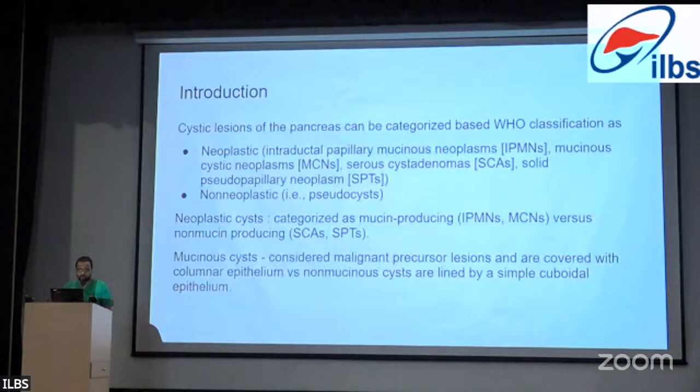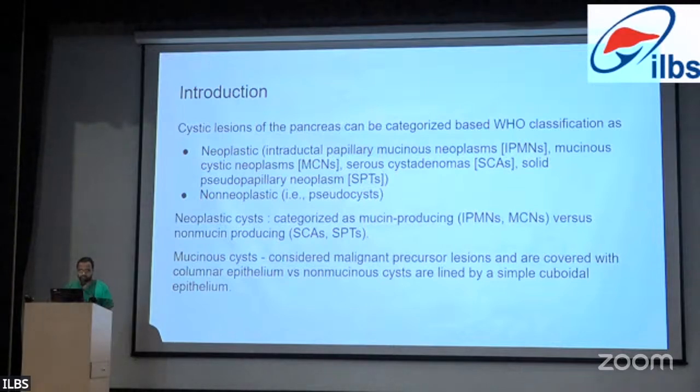Cystic neoplasms can be classified as neoplastic and non-neoplastic. Neoplastic are further subclassified into IPMNs, mucinous cystic neoplasms, serous cystadenomas, and solid pseudopapillary neoplasms, and non-neoplastic majorly being pancreatic pseudocysts. Neoplastic cysts can also be categorized as either mucin producing, like IPMNs or mucinous cystic neoplasms, and non-mucin producing, like serous cystadenomas and solid pseudopapillary neoplasms.